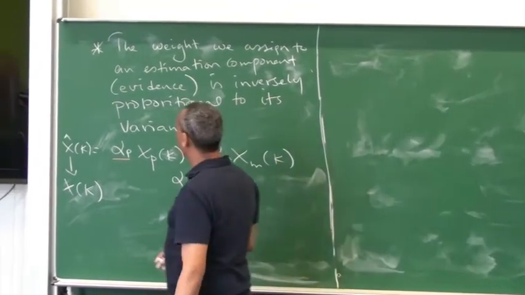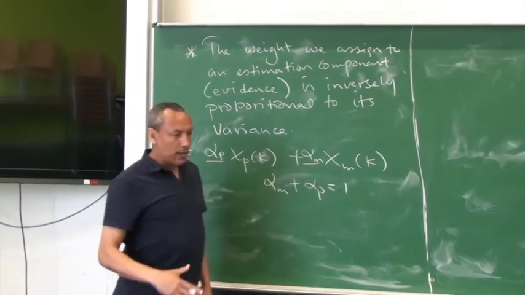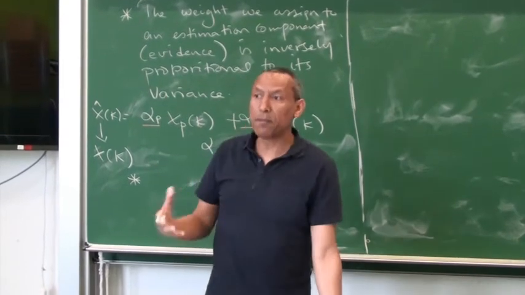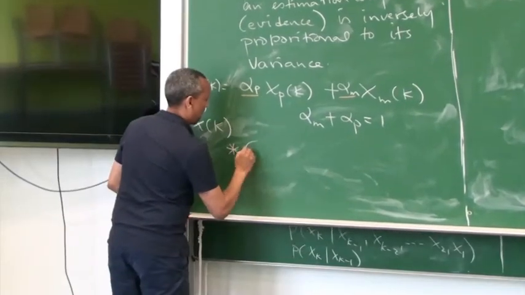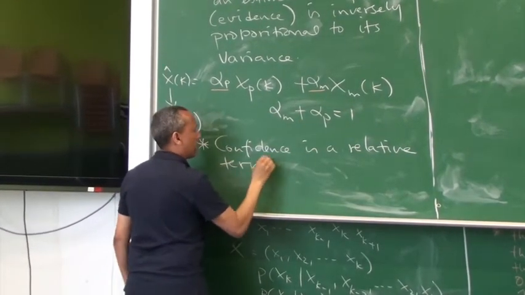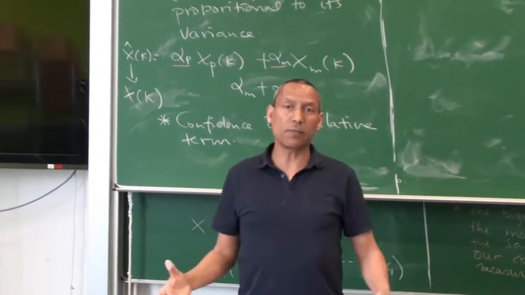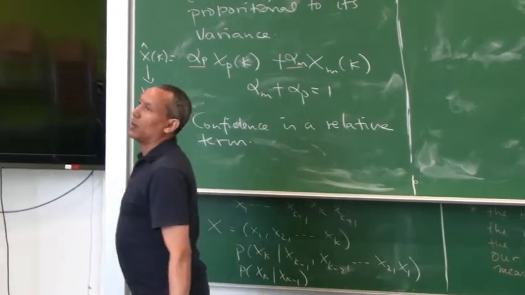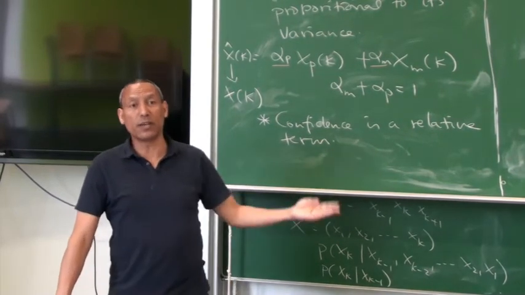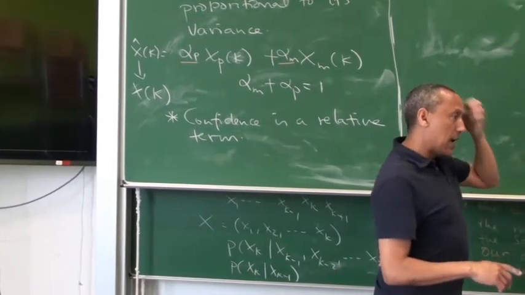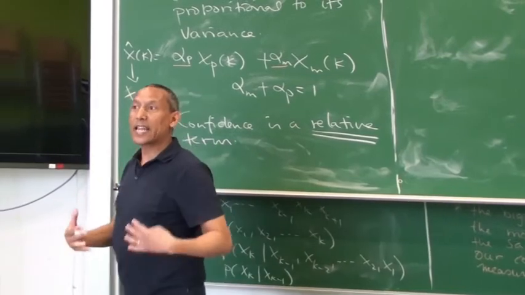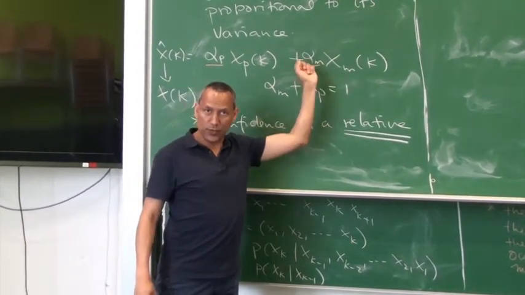But previously we have said that the confidence we have in a random variable is inversely proportional to the variance, but confidence is always a relative term, okay? If I don't have any other source other than the measurement, I have to trust the measurement because I don't have any other possibility. If I don't have a measurement but only the prediction, then I have to trust the prediction. I'm not given any option. I can talk of confidence only in relative terms. So I can say, for example, xp is better than xm or vice versa if I have both.